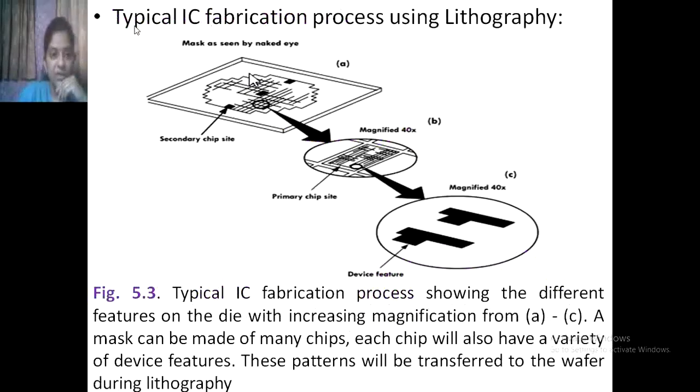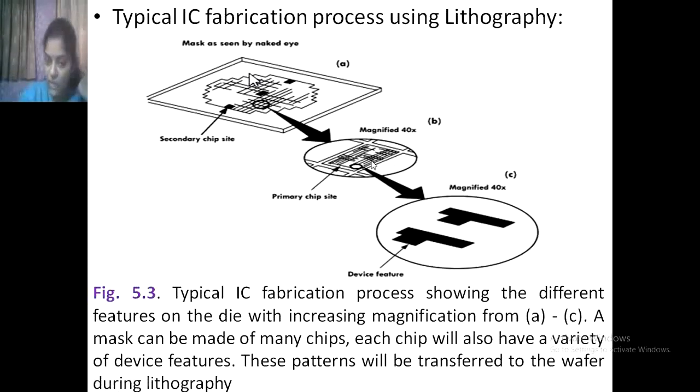Then we are going to see the typical IC fabrication process using lithography. So this is the mask as seen by the naked eye. The secondary chip site, the rounded shape here, is magnified 40x. That means whatever we have here is magnified, and so we get the primary chip site.